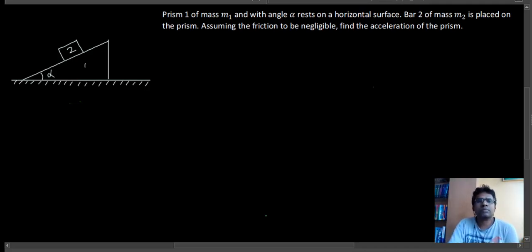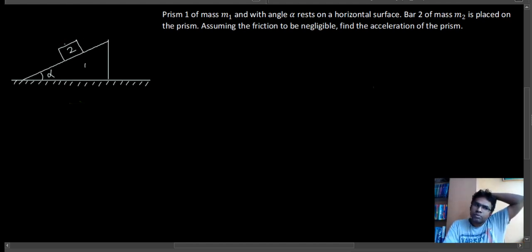In this problem, a prism of mass m1 is placed on a horizontal surface. A bar of mass m2 is placed on the inclined surface of the prism. There is no friction anywhere, and we are asked to find the acceleration of the prism.